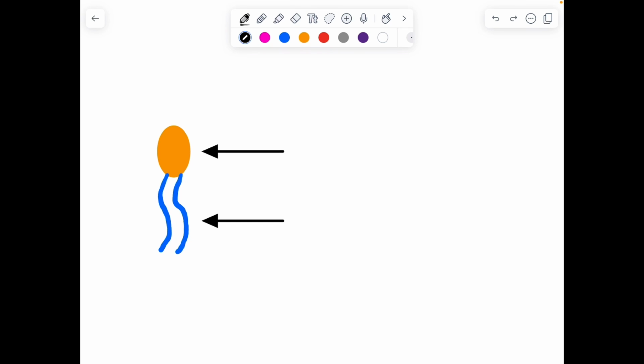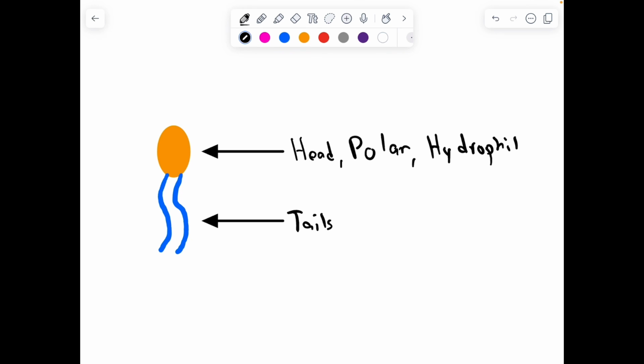Today I will be breaking down the phospholipid to you. In orange is the head of the phospholipid. The two squiggly lines are the tails of the phospholipid. The head is polar, which makes the head hydrophilic. Hydrophilic basically translates to loves water.